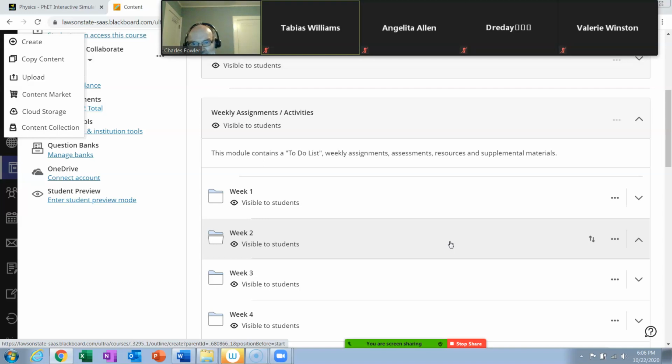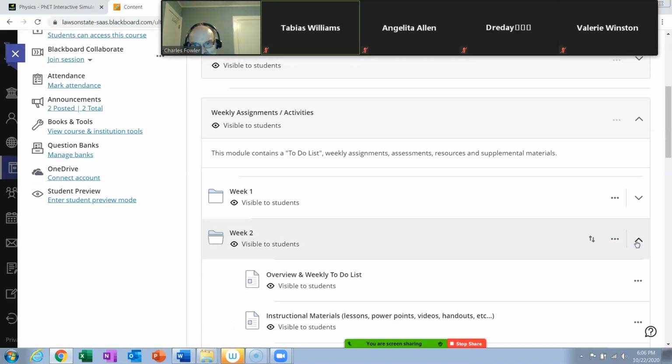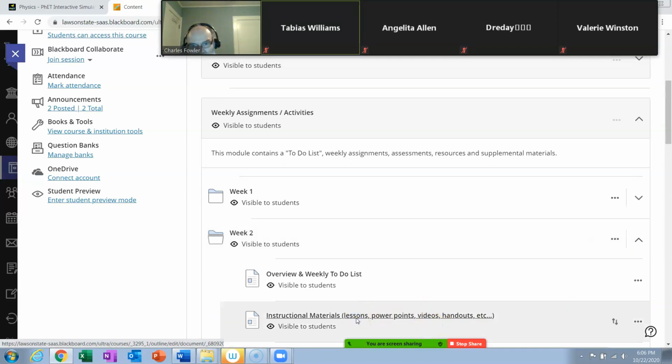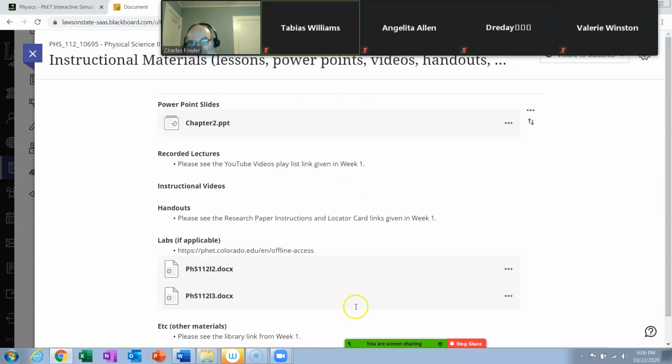Goodness gracious, this is taking forever. It's trying to open, but it's not opening. Okay, I'll close it. Let me open it this way. There it comes. Okay. Go back to instructional materials for week 2. There's got to be a better way. In fact, there is a better way, but they won't let us do it.